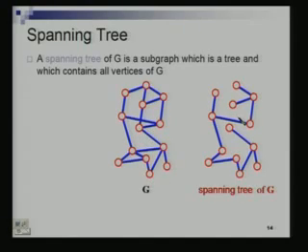G must be connected initially. If G is not connected, then there is no notion of a spanning tree. If G is not connected, then no subgraph of G can be a tree, or rather cannot be a spanning tree, sorry. There are a lot of terms here, so I should go a bit faster.